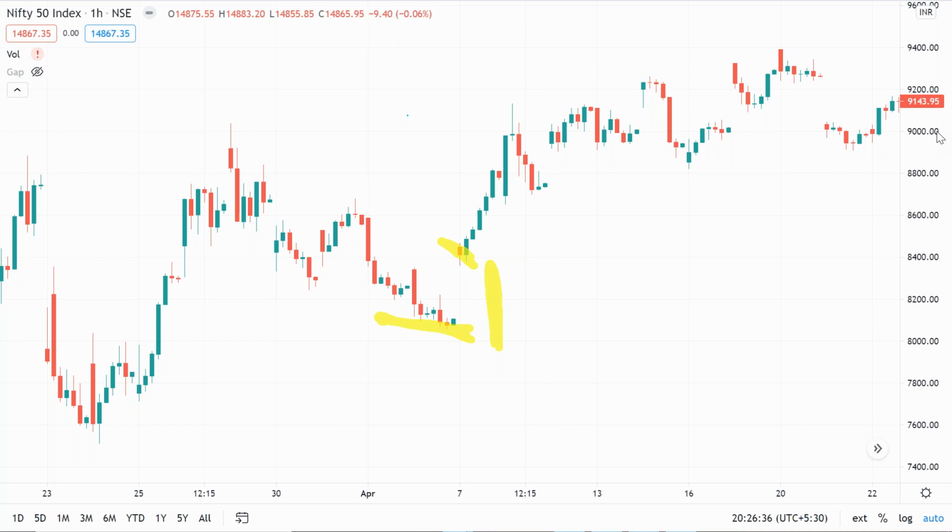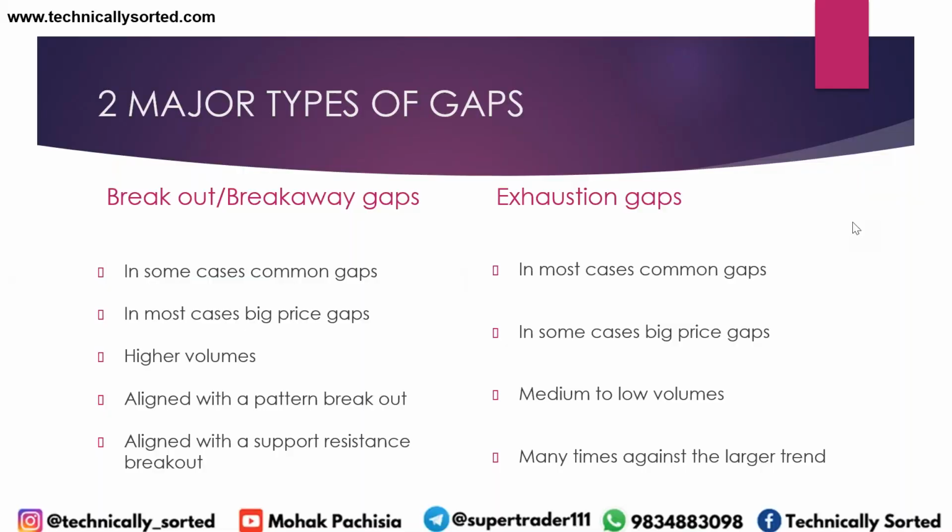So let's go back to our slide and see what exhaustion gaps mean. Now, exhaustion gaps, again, it's a subjective definition. Overall, the meaning of exhaustion gaps is simple, that we have got a certain gap in the market prices.